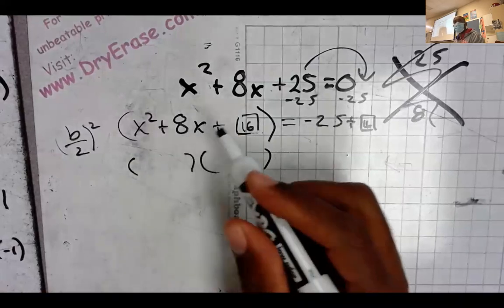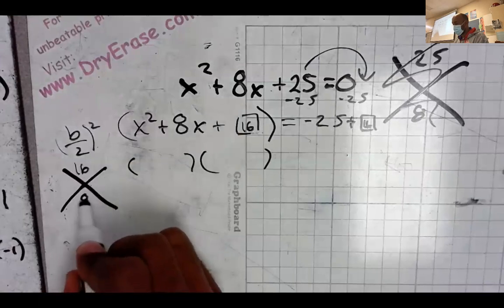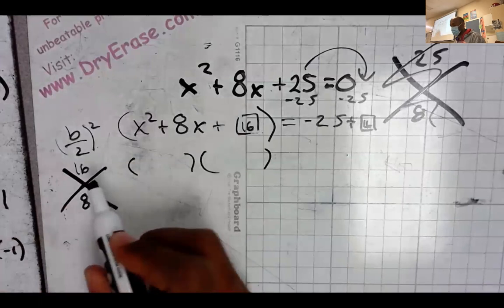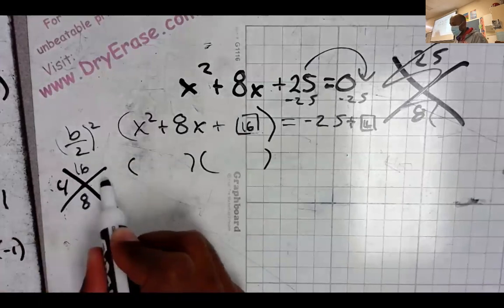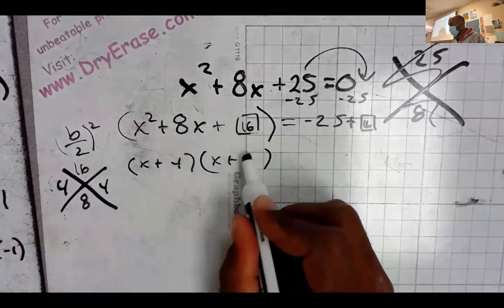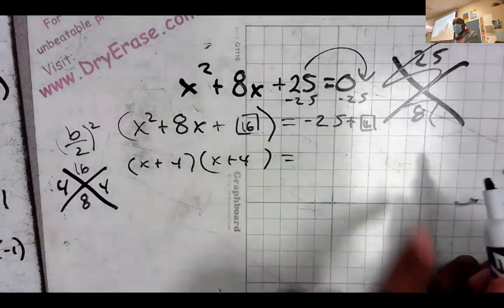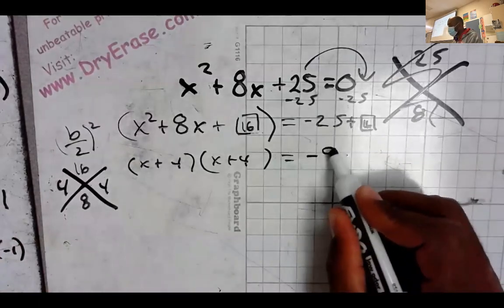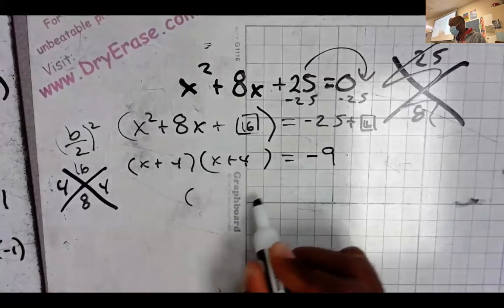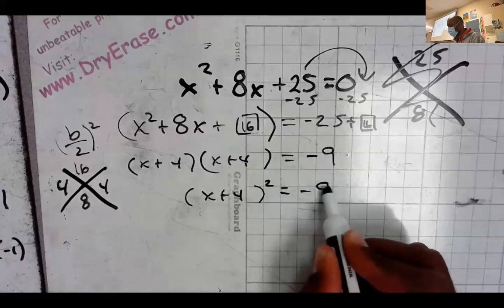Now I had to factor it. So I'll take my x out, I get 16 and 8. What two numbers multiply to 16 but add up to 8? 4, positive 4. So here is x plus 4, x plus 4, and then add these two up, negative 25 plus 16, that's going to be negative 9. I can combine these two together because they're the same thing, so I put x plus 4 squared instead.